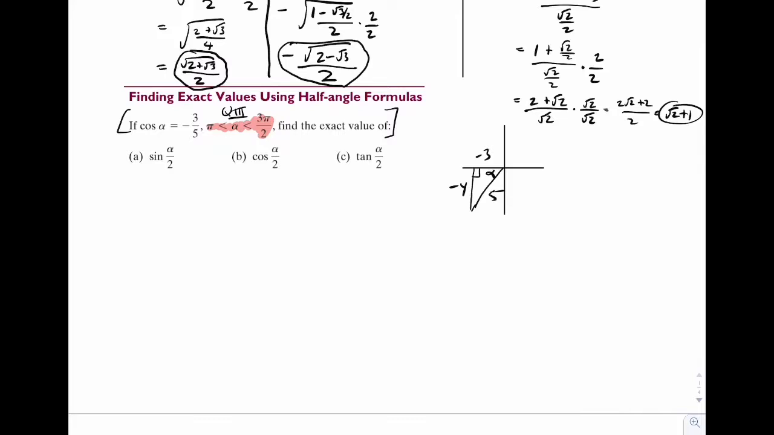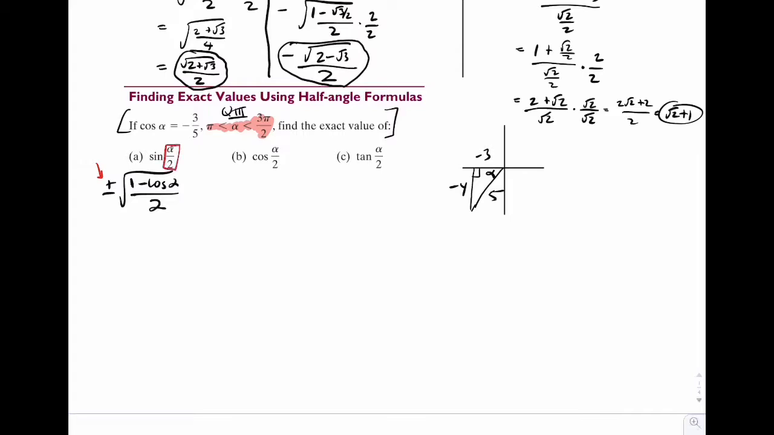So now let's try A. It says sine of alpha over 2. So let's write the formula. Plus or minus the square root of 1 minus cosine alpha all over 2. Now it looks pretty easy, right? Let's plug it in. The real issue is this plus or minus. How do we know if it's plus or minus? Which one is it? What you have to do is look right here.